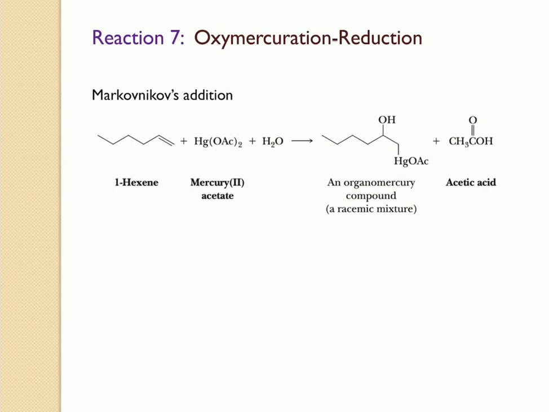Here again, Markovnikov's rule has been followed. The electrophile is going to be HgOAc. And between these 2 carbons, which of these carbons is going to get the electrophile? Now, which of these carbons has got more number of hydrogens? Obviously, it is this carbon, and therefore the HgOAc is going to get attached to this carbon.